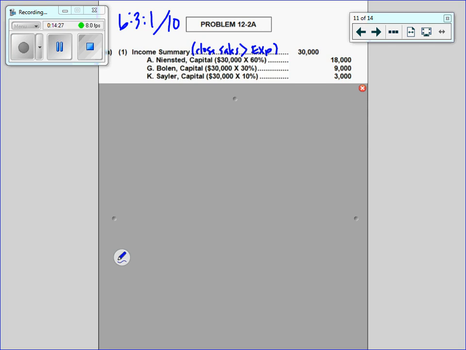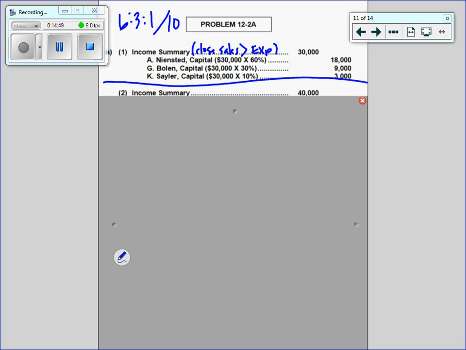Nienstedt, of course, gets more than a majority here, more than even 50%, gets 60%. And it's good when times are good. Who would see the biggest hit if this was a net loss? Nienstedt, that partner. Okay. So that's independent scenario number 1.